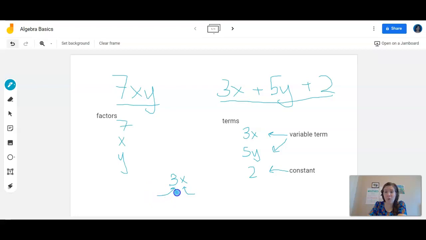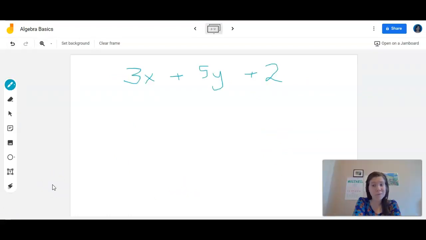Inside a variable term, like 3x, we have the variable, and we have the coefficient, which is the number that is being multiplied to the variable. So my coefficient is telling me how many x's I have. I have 3 x's, or I have 5 y's. It's my multiplier. Okay, you feeling good about vocab? It's time for part 2.